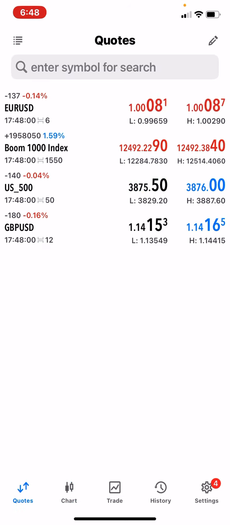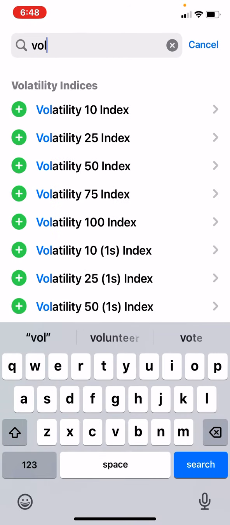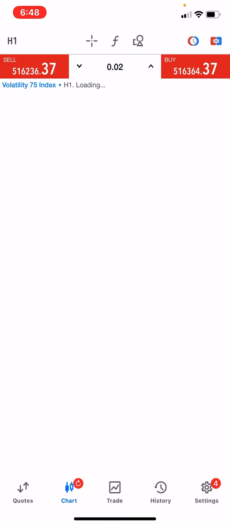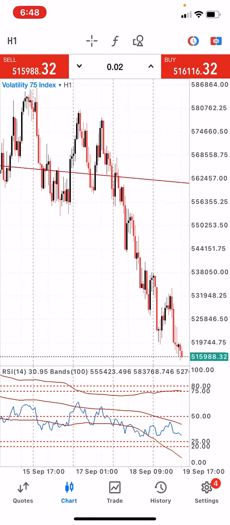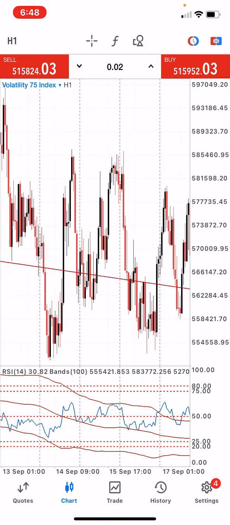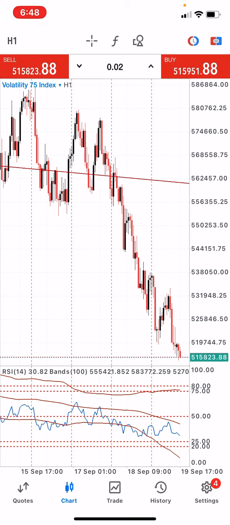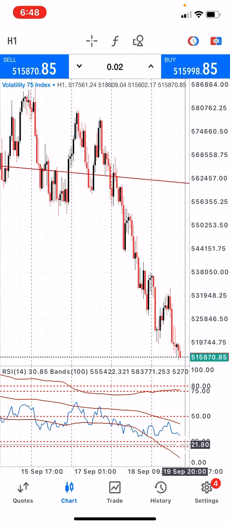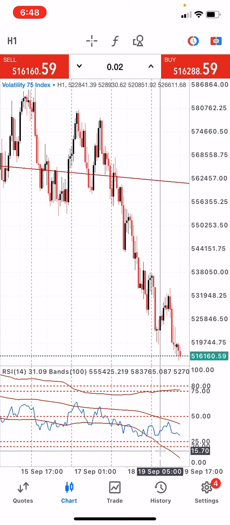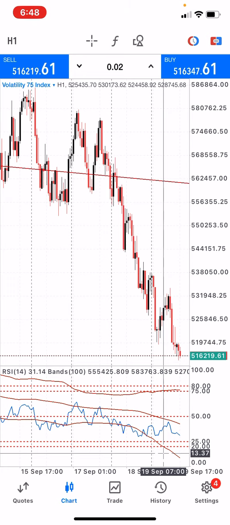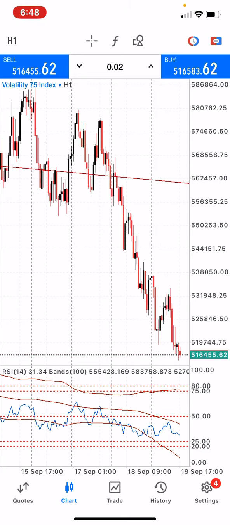Let's go over to synthetic indices. Let's say Volatility 75. Here at Volatility 75, you can see once it hit the Bollinger Band. Now, do you know why this trade is still falling? It's because it has not reached this lower place. Once it reaches this lower place, this 25 and 20, then you should be looking out for buys.